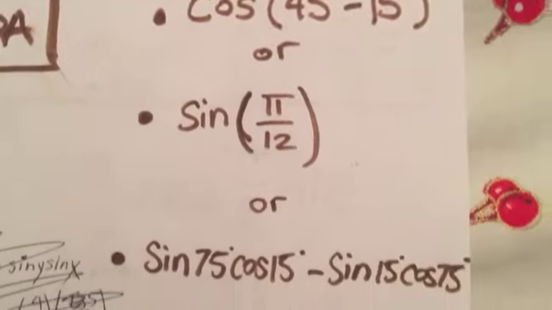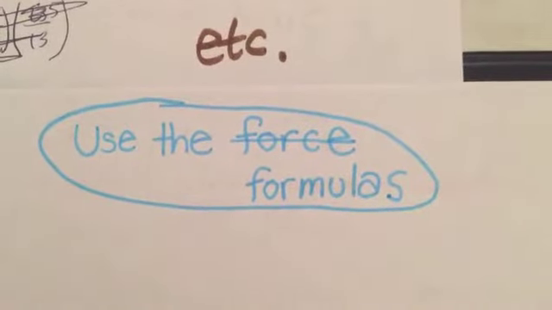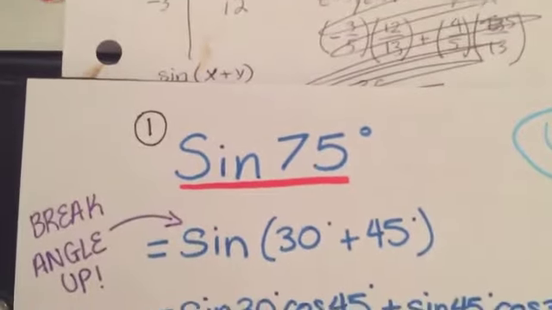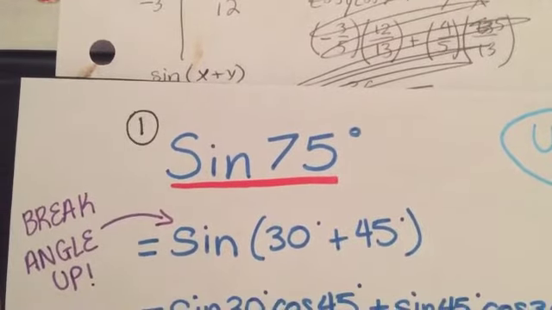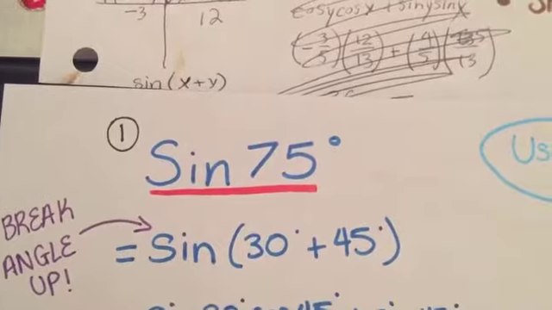There are a few different types of questions where you can use compound angle formulas, so we're going to go through a couple examples now. Let's start with sine 75 degrees. What we're going to do here is try to break this bigger angle into smaller angles like the ones we find on sine and cosine graphs or in special triangles. Sine 75 is the same as sine of 30 plus 45.